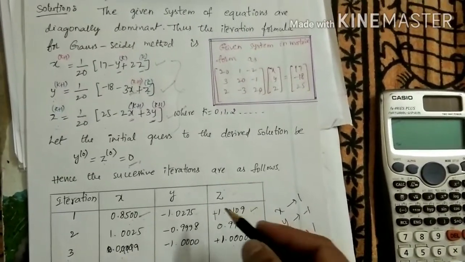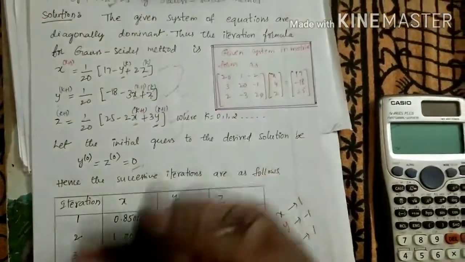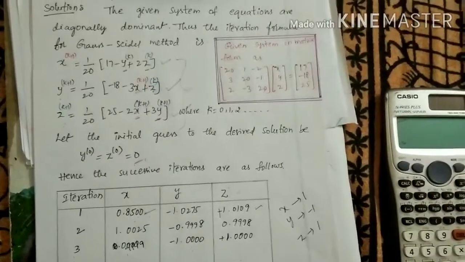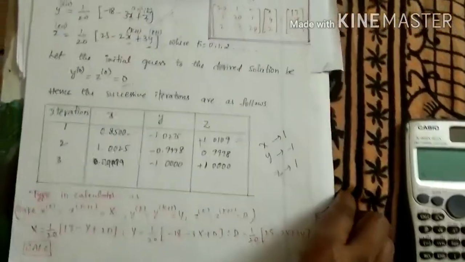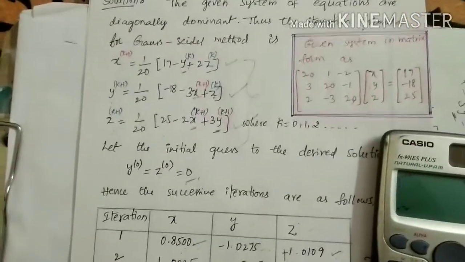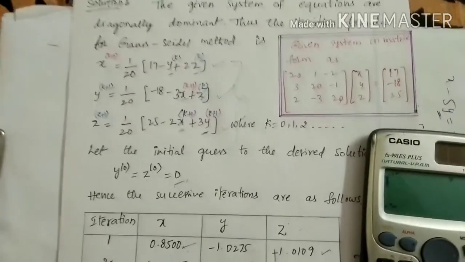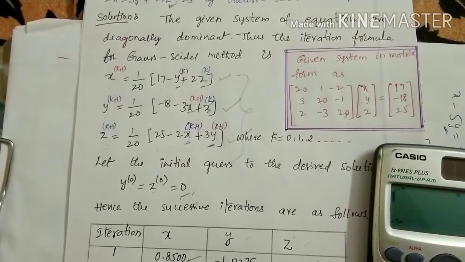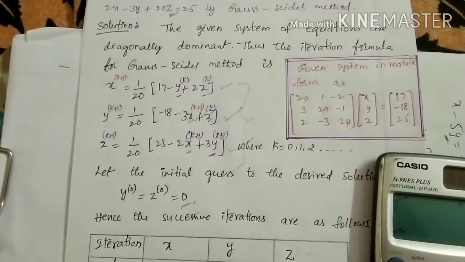Now we use the first iterations to generate second iterations and so on. Let us see how to get these iterations in calculator. In Gauss-Seidel method, we use only 3 variables to type iteration formula in calculator.